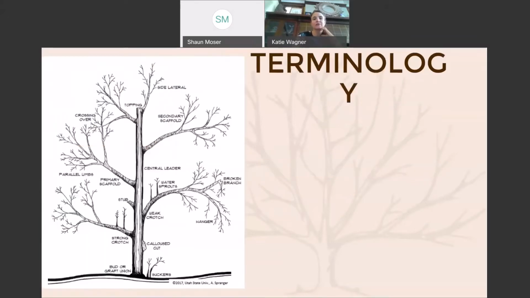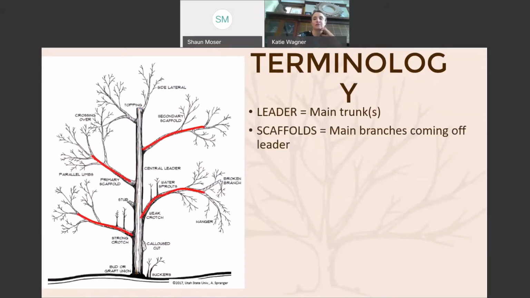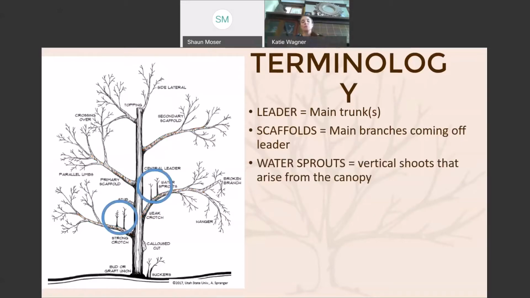Okay, we're going to go over some simple terminology here. We talked about this last time, so I'll move quickly through it. In the center, we have what's called our leader, okay, our central leader. This is the main trunk or trunks. We have our scaffolds that come off of the central leader. And so these are our branches that are coming out. This is really important with fruit tree production because this is where the fruit is going to be produced in the tree.